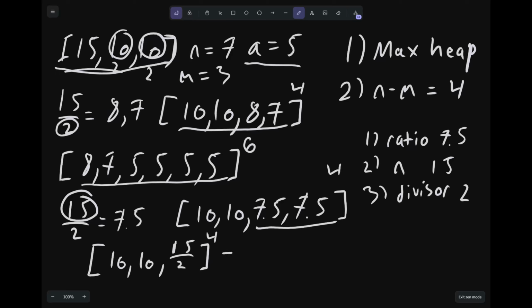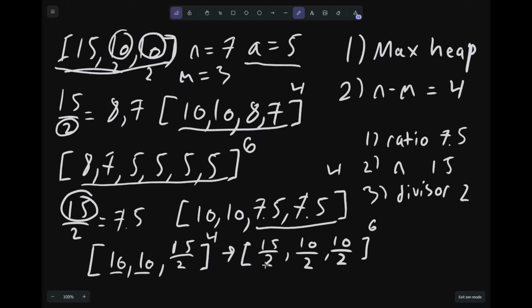If we keep going, if we divide these two 10s by 2 over here, we're going to end up with an array that looks like this. We're going to have 15/2, 10/2, 10/2, and we've done this 3 times. We started with 3, so it's going to be 6.